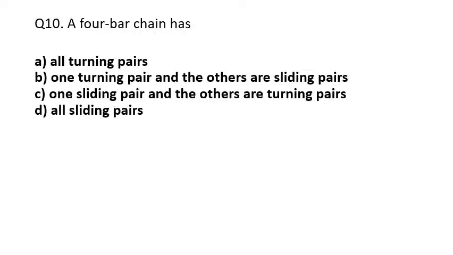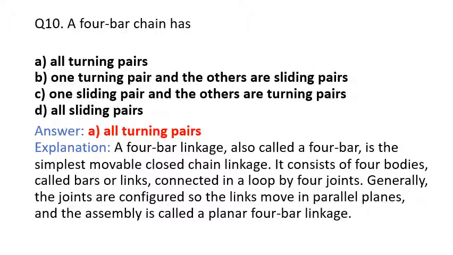Question number 10. A 4-bar chain has A. All turning pairs, B. One turning pair and others are sliding pairs, C. One sliding pair and others are turning pairs, D. All sliding pairs. Answer is A, all turning pairs. A 4-bar linkage, also called 4-bar, is the simplest movable closed chain linkage. It consists of 4 bodies called bars or links connected in a loop by 4 joints. Generally, the joints are configured so the links move in a parallel plane and the assembly is called a planar 4-bar linkage.